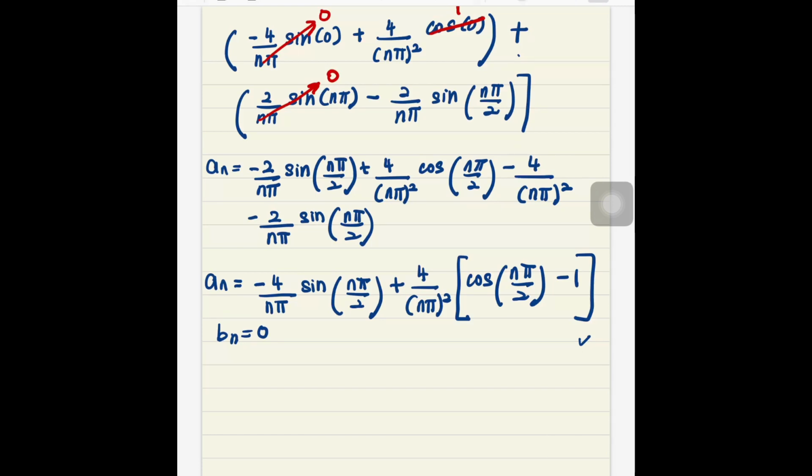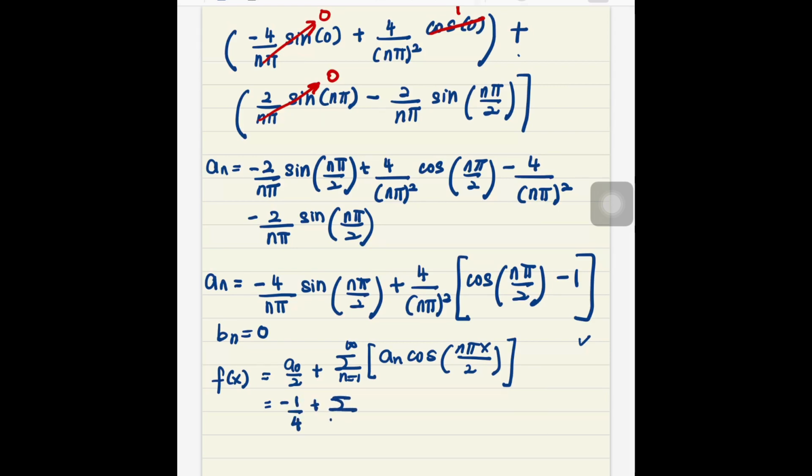So now you already have your Fourier coefficients, which are a naught, an and bn. Therefore you can write your f(x) Fourier series expansion. So your f(x) is equal to a naught over 2 plus summation n is equal to 1 to infinity an cos n pi x over L. Your L is equal to 2. Why don't you have the bn at the back here? Because your bn is equal to 0. Okay, so that's why you are left with a naught and an. So since your a naught is equal to negative 1 over 2, you will have negative 1 over 4 plus summation n is equal to 1 to infinity.